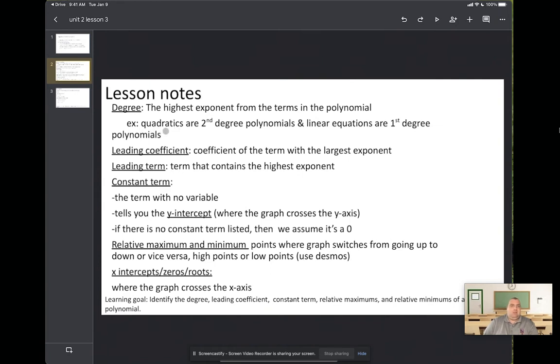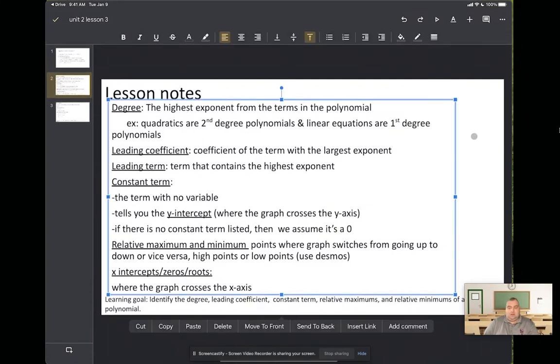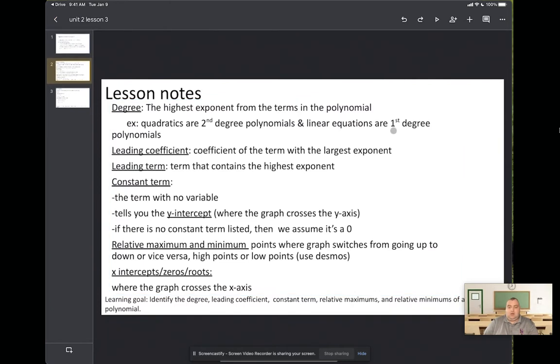You may remember learning about quadratic equations in Algebra 1 and geometry. Well, quadratics, the highest exponent is x squared. So those have a degree of 2. We call those second degree polynomials. And linear equations are first degree polynomials because that largest exponent is x to the first.